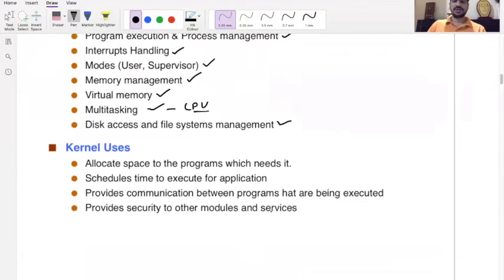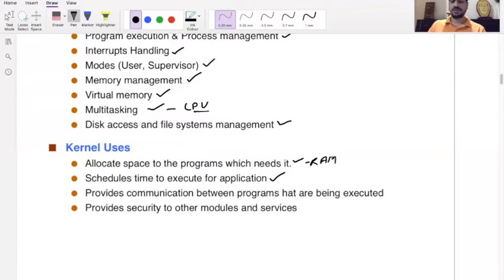What are the kernel usages? We have seen that, but we will just revise it. It will allocate space to the program which needs it. Where will it allocate the resource space? In the RAM, in the main memory. In the main memory, it is going to give space to the program. It will schedule time to execute the application. It will manage the CPU, how the CPU will be scheduled by these applications.